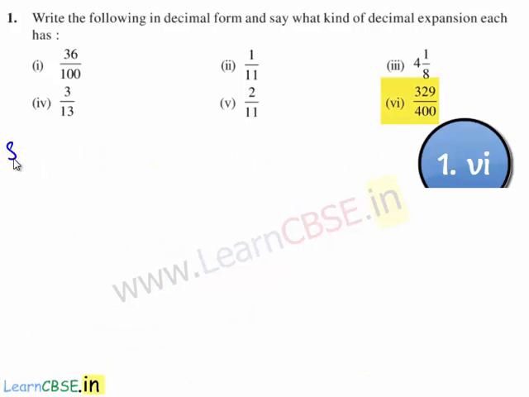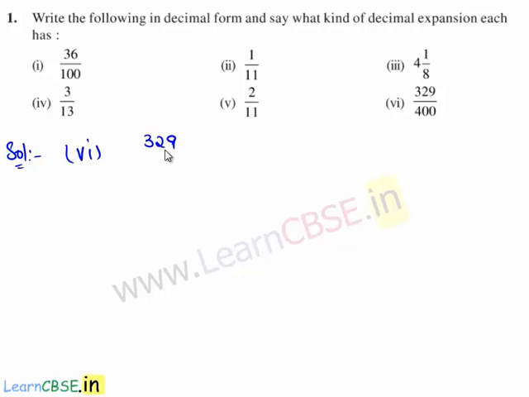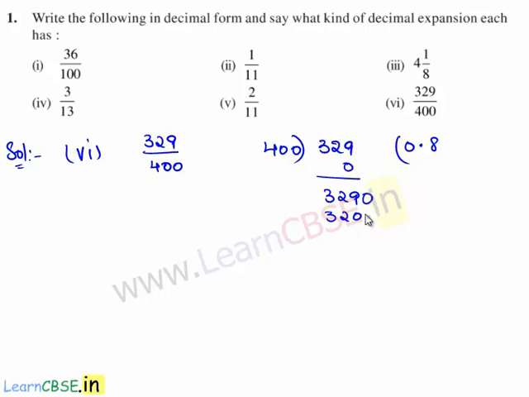So now let us move on to the last bit of the question. Here we need to find the decimal expansion for 329 upon 400. That is, we divide 329 by 400. Since 400 does not go in 329, we take 0. 400 times 0 is 0. So the remainder is 329. 400 does not go in 329 again. So we take a decimal point. 329 becomes 3290. It goes in 3290 8 times, as 400 times 8 is 3200. So here we are left over with remainder 90.